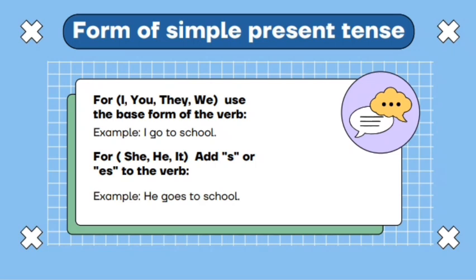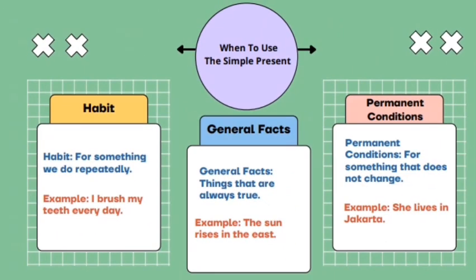For she, he, it, add s or es to the verb. Example, he goes to school. When to use the simple present? Okay, first, habit. Habit is for something we do repeatedly. Example, I brush my teeth every day. Second, general fact. General fact is things that are always true. Example, the sun rises in the east.